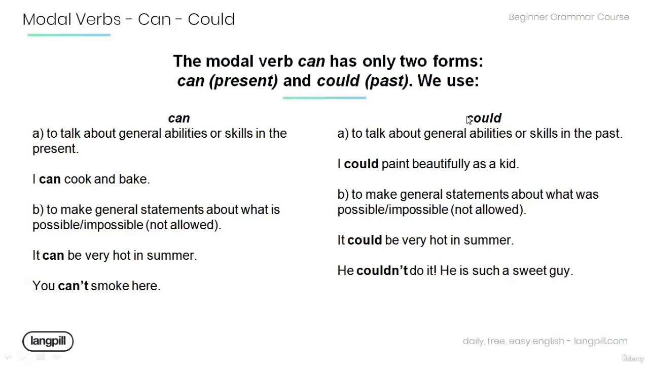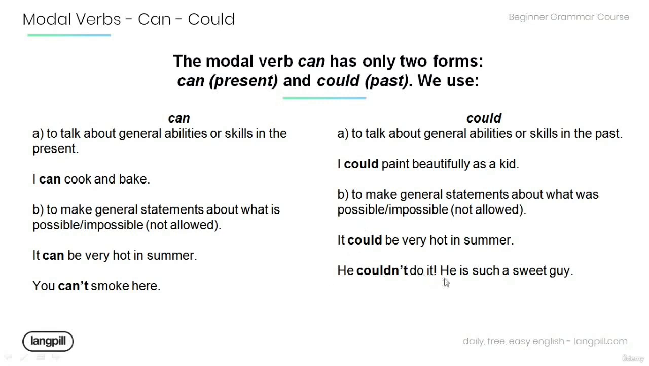And could is used A, to talk about general abilities or skills in the past. For example, I could paint beautifully as a kid in the past. B, to make general statements about what was possible or impossible, not allowed. For example, it could be very hot in summer. General statement about what was possible.